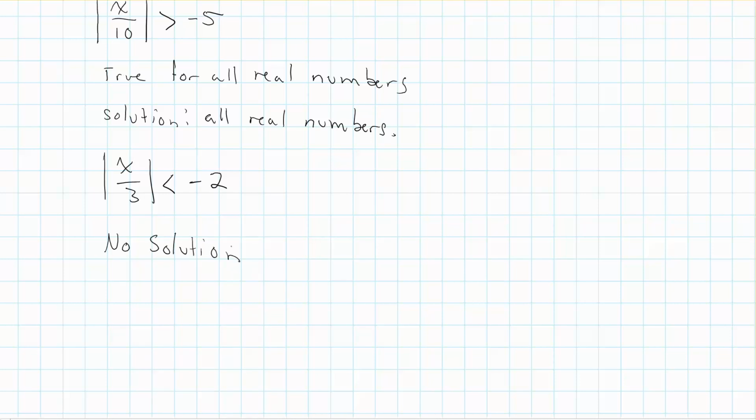So when do we have to be careful? Well, we have to be careful if we have negative numbers on the other side of the inequality, and knowing whether or not I will have no solution or I might have all real numbers as solutions.